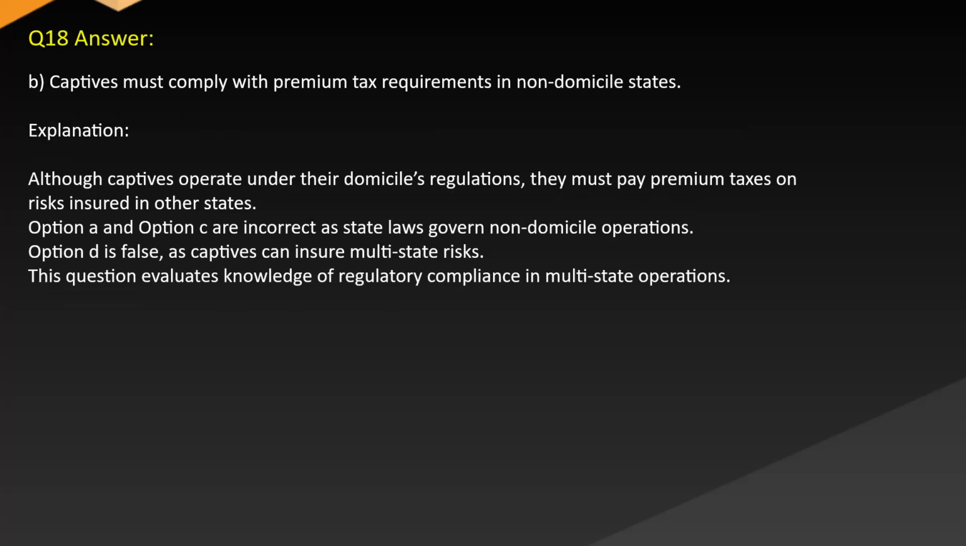Answer: B. Captives must comply with premium tax requirements in non-domicile states. Explanation: Although captives operate under their domicile's regulations, they must pay premium taxes on risks insured in other states. Option A and Option C are incorrect as state laws govern non-domicile operations. Option D is false as captives can insure multi-state risks. This question evaluates knowledge of regulatory compliance in multi-state operations.